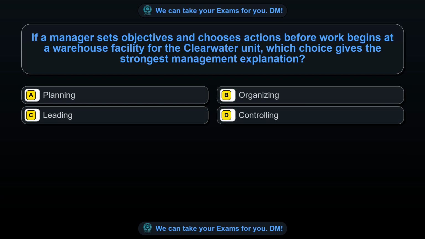Question 78. If a manager sets objectives and chooses actions before work begins at a warehouse facility for the Clearwater unit, which choice gives the strongest management explanation? Option A, planning. Option B, organizing. Option C, leading. Option D, controlling. The correct answer is option A, planning.